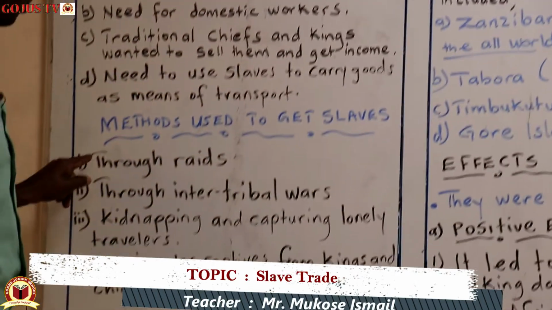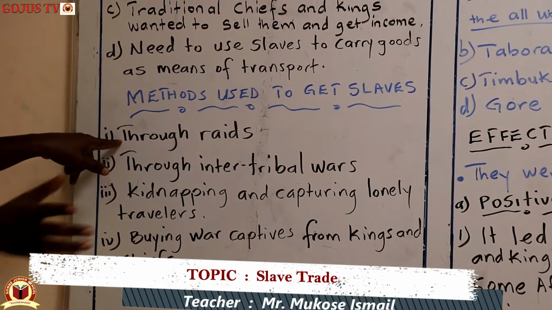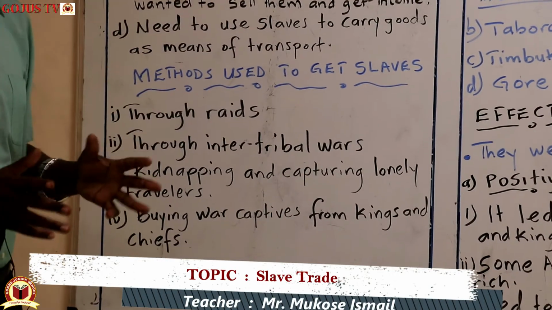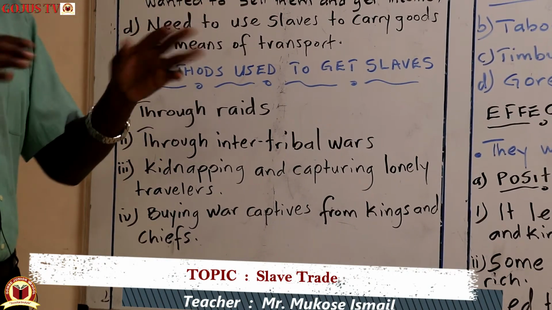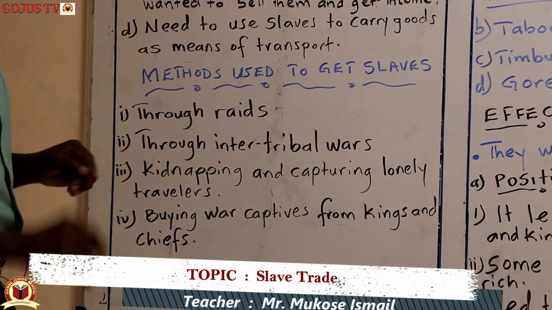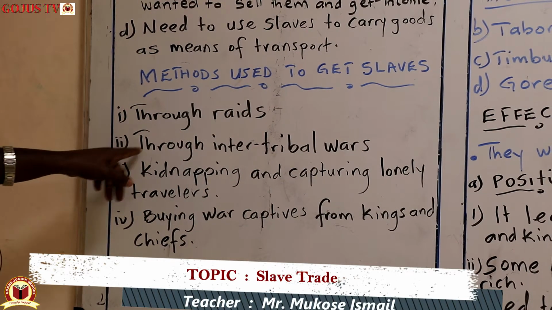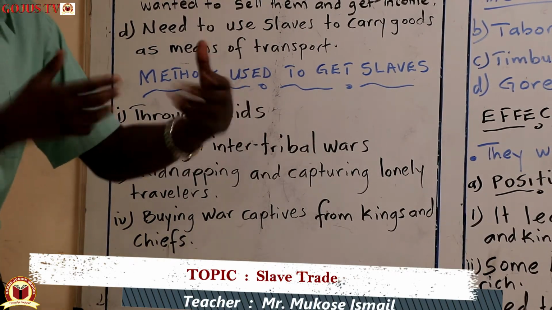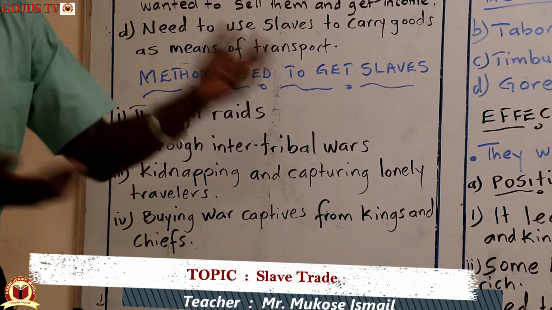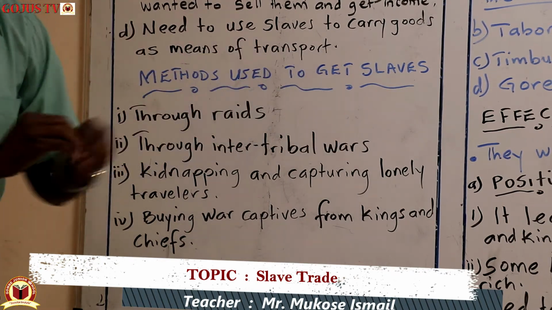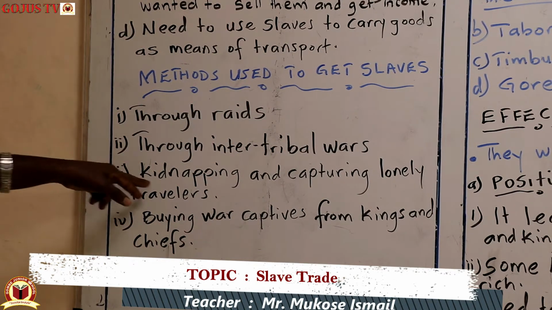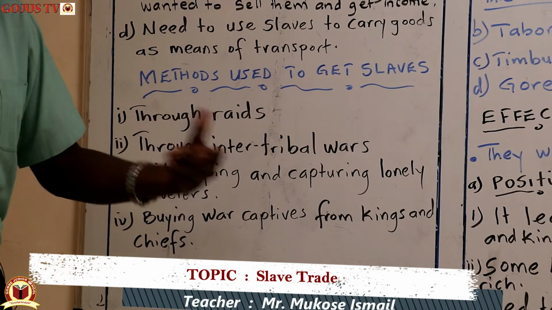So, what were the methods used by these people to get slaves? Number 1 was through raids. They could move and invade any part where they suspected those people to be. Number 2, through intertribal wars. They were encouraging or fueling intertribal wars so that they could get the war captives. Then by kidnapping and capturing lonely travelers.